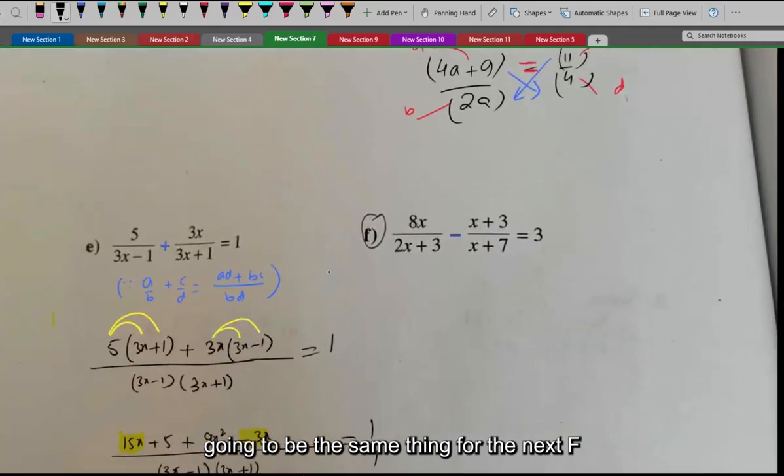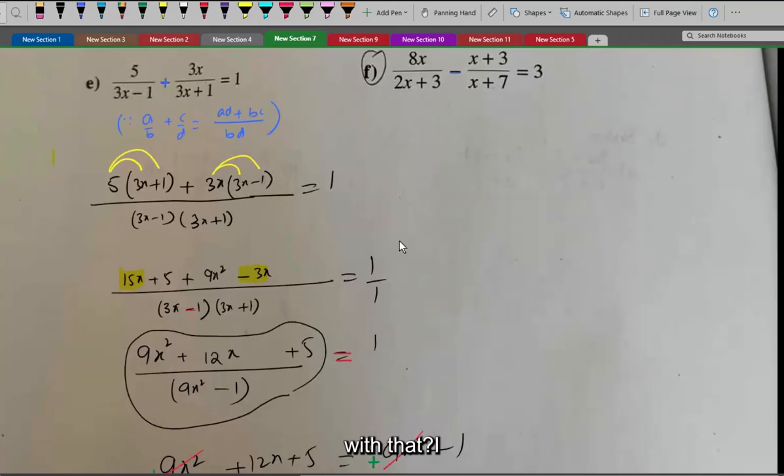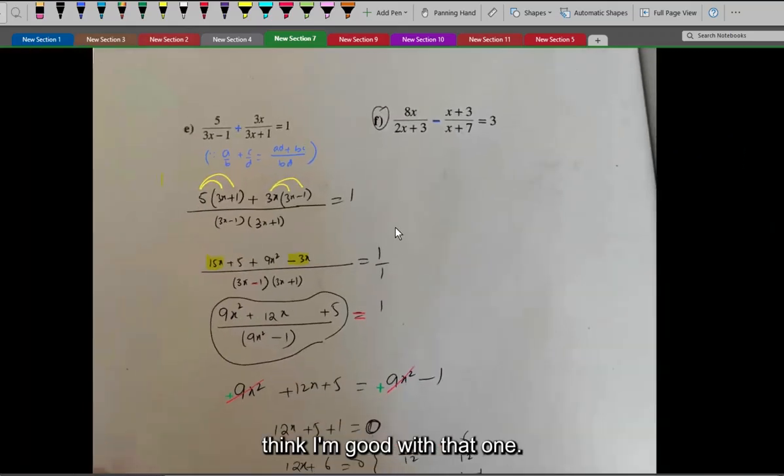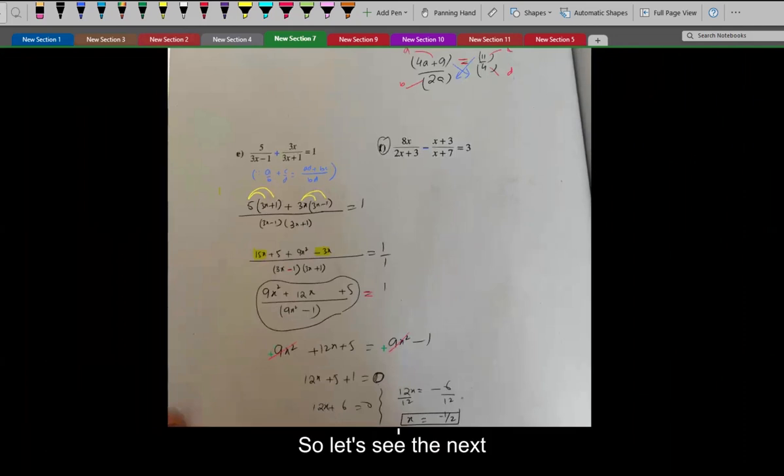It's going to be the same thing for the next F part. Okay. Do you want me to solve that one, or you are good with that? I think I'm good with that one. Okay. So let's see the next page.